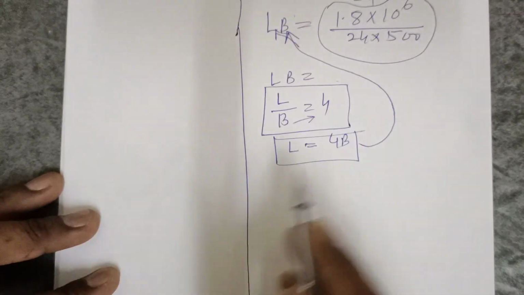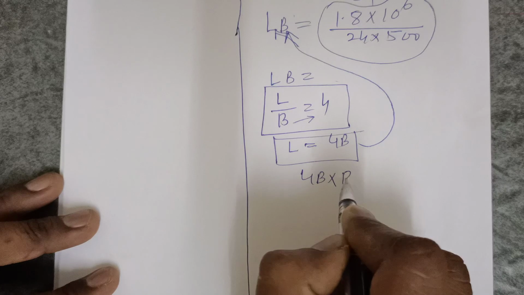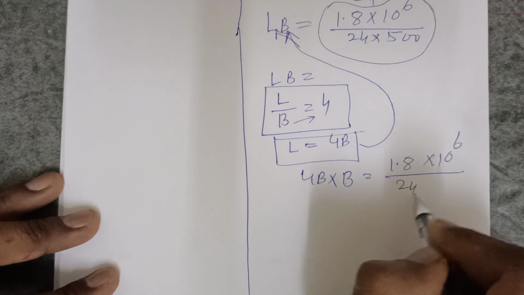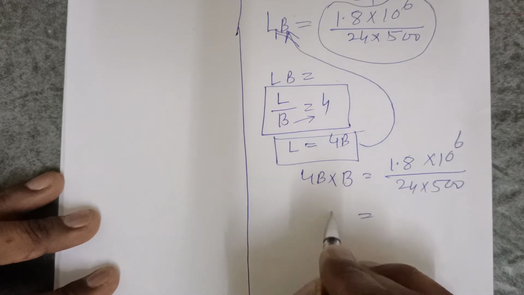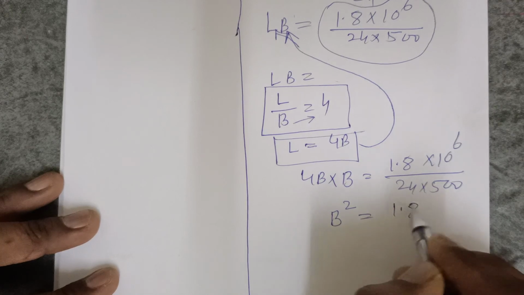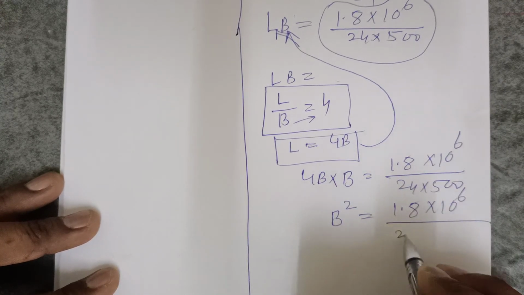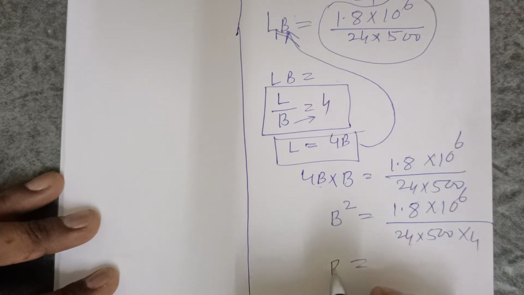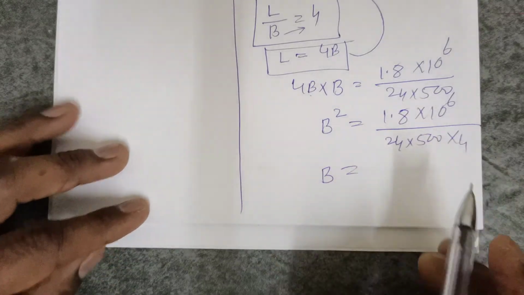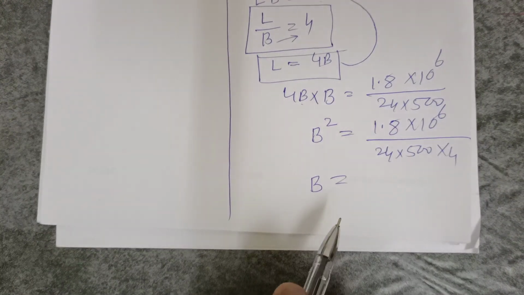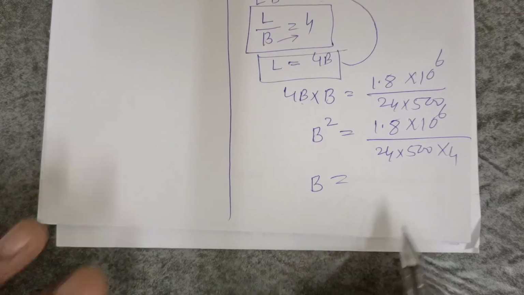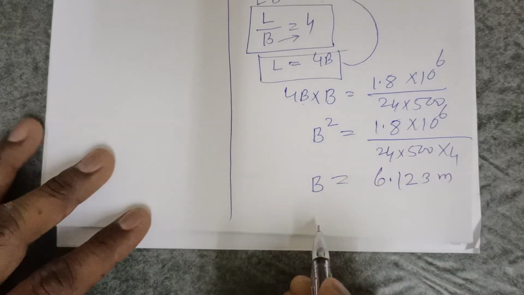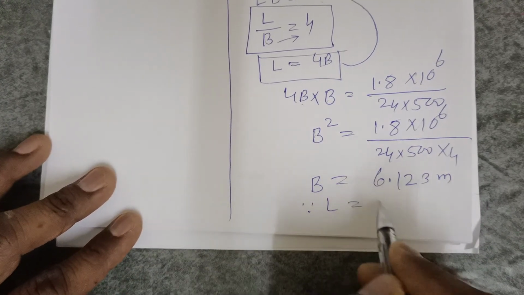So here this L, this one will be 4B into B equal to 1.8 into 10 to the power 6 divided by 24 into 500. Here it will be B square equal to 1.8 into 10 to the power 6 divided by 24 into 500, and this 4 will come in the denominator. If I solve, I will get the B value as 6.123 meter, right?